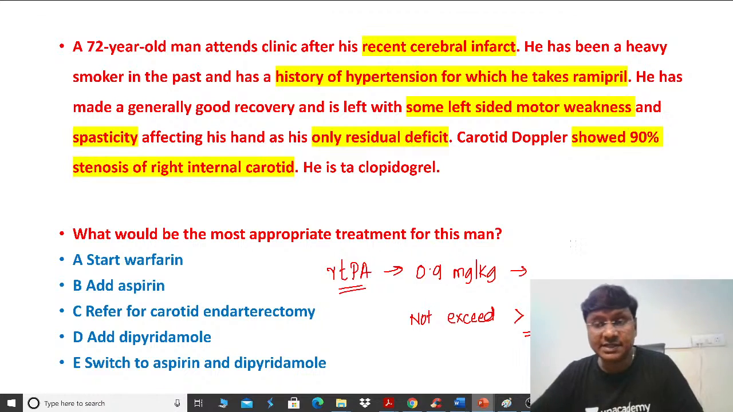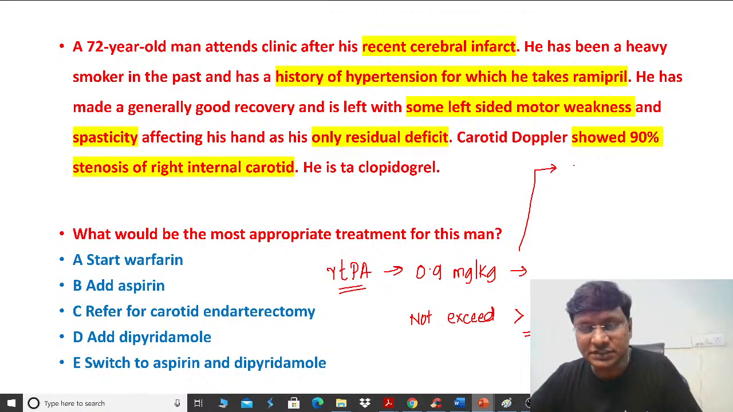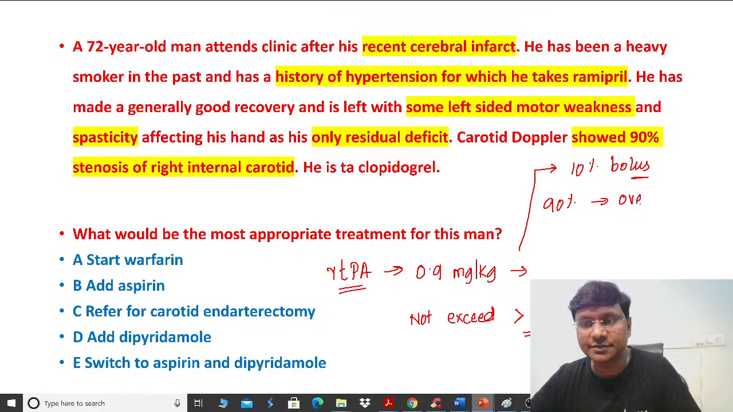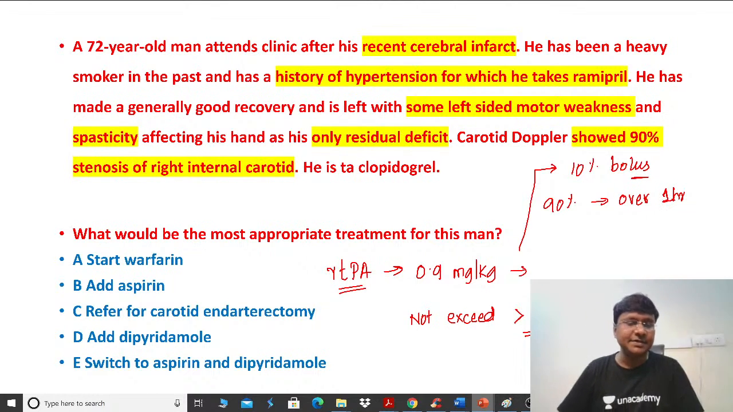Okay, now of this, 10% you should give as a bolus, and the remaining 90% should be given over 1 hour. Right, the remaining 90% should be given over 1 hour. Okay, so this is about your thrombolysis in a patient with the ischemic stroke.